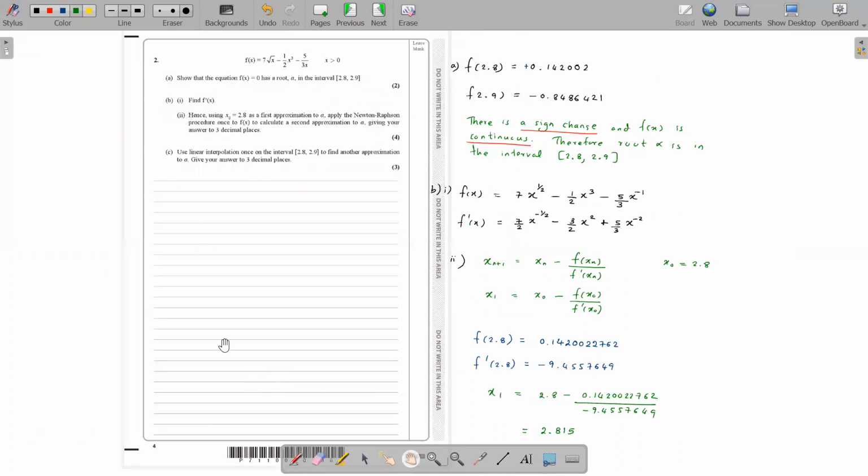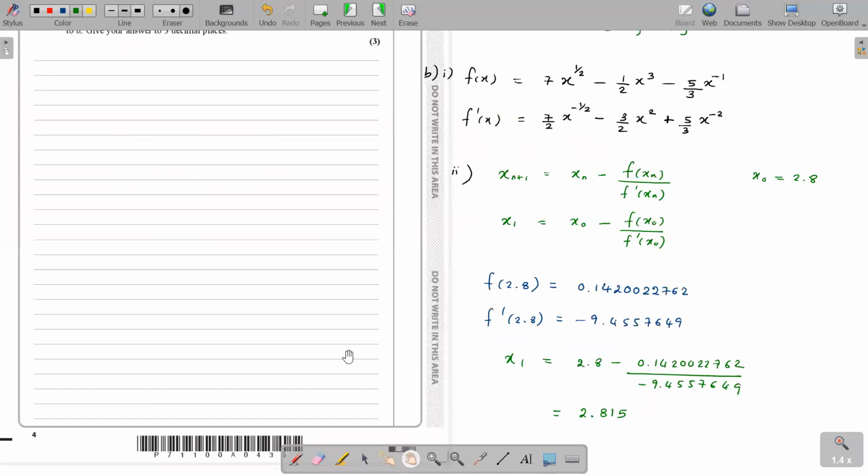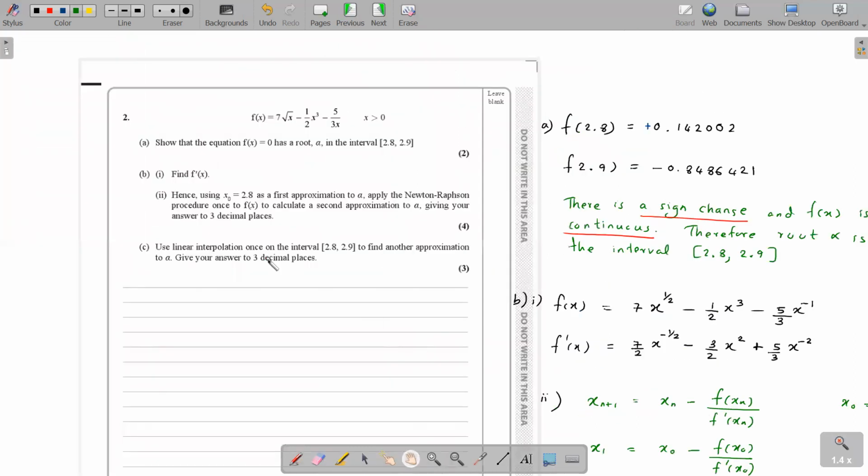Okay, then the next part. Moving on to part C. Use linear interpolation once. Linear interpolation must be used just once on the interval 2.8, 2.9 to find another approximation to alpha. Give your answer to 3 dp. Okay, how do we find linear interpolation? Already I have f of 2.8. We already have it over here, right? F of 2.8 we found.